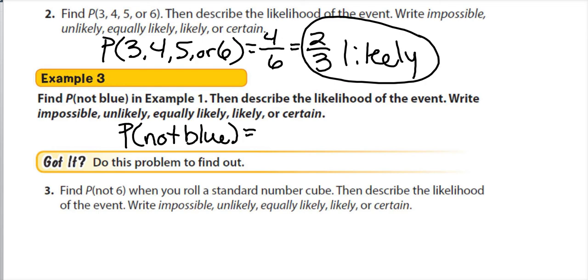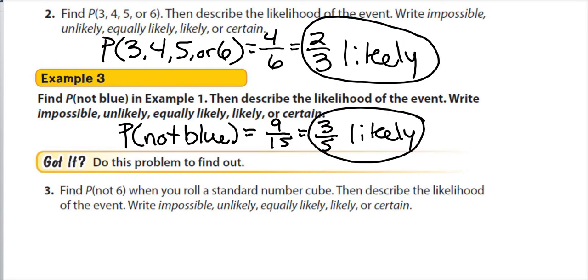So look back at the first example. It says that there's 7 pink, 2 white, and 6 blue. So how many of those are not blue? That'd be 7 and 2, which is 9. And then we said there's a total of 15. Okay, so 9/15 reduces by 3. So that would be 3/5. And that means it's more than half, so that is likely to occur.